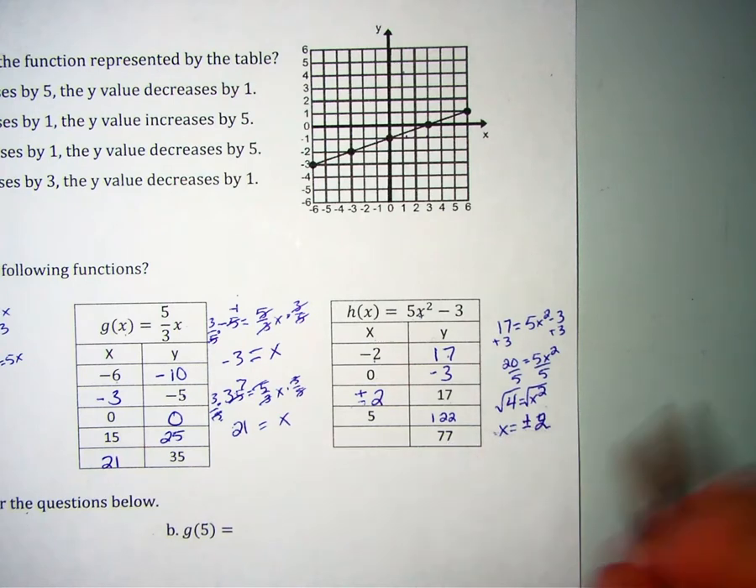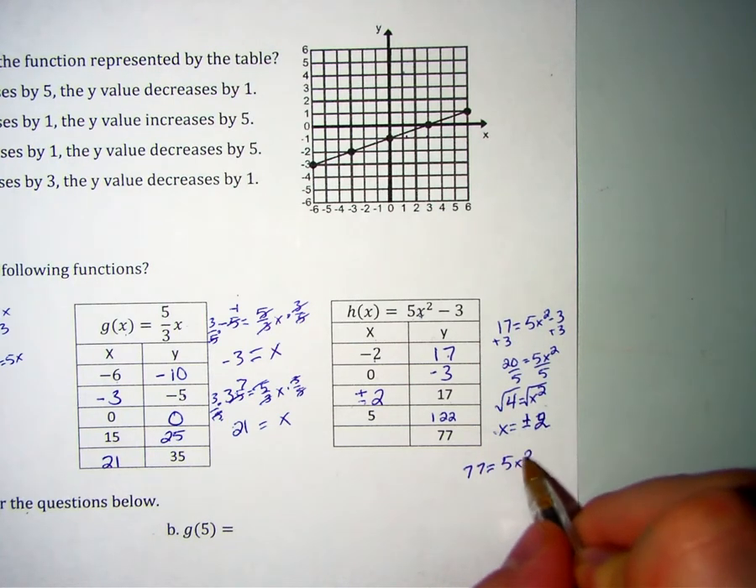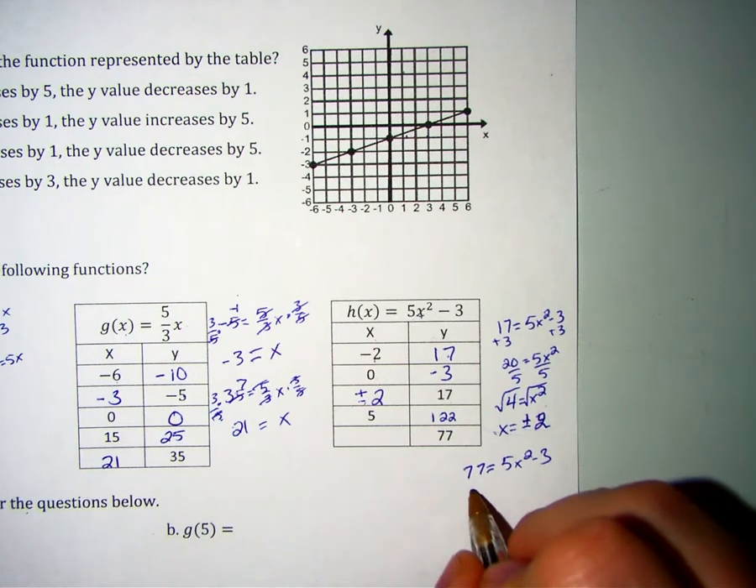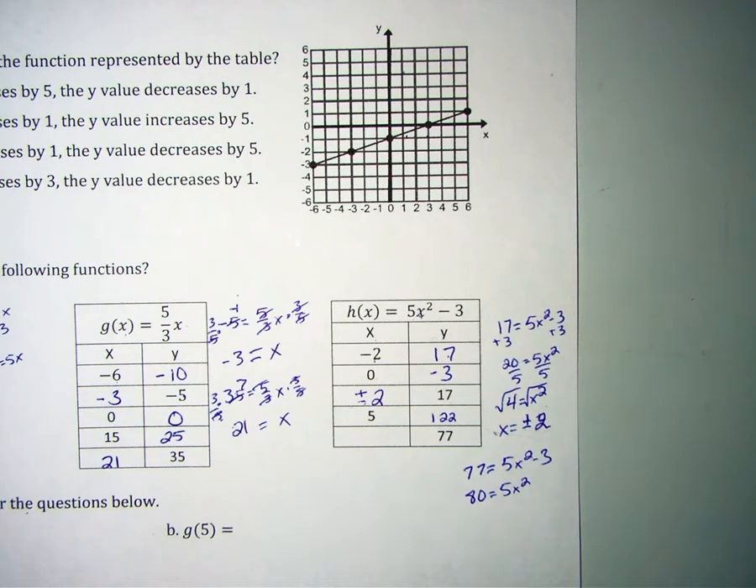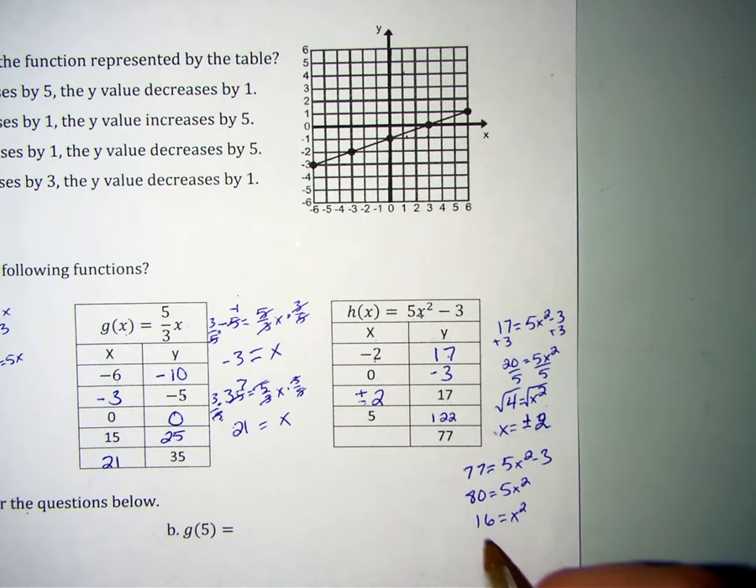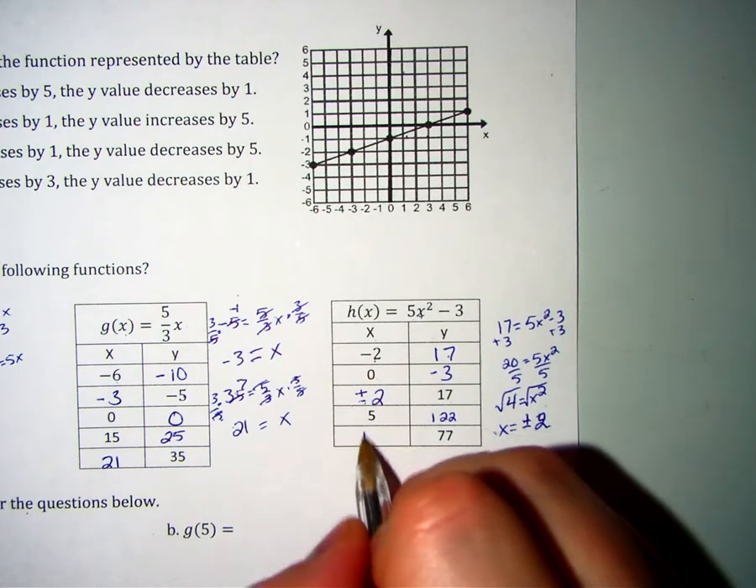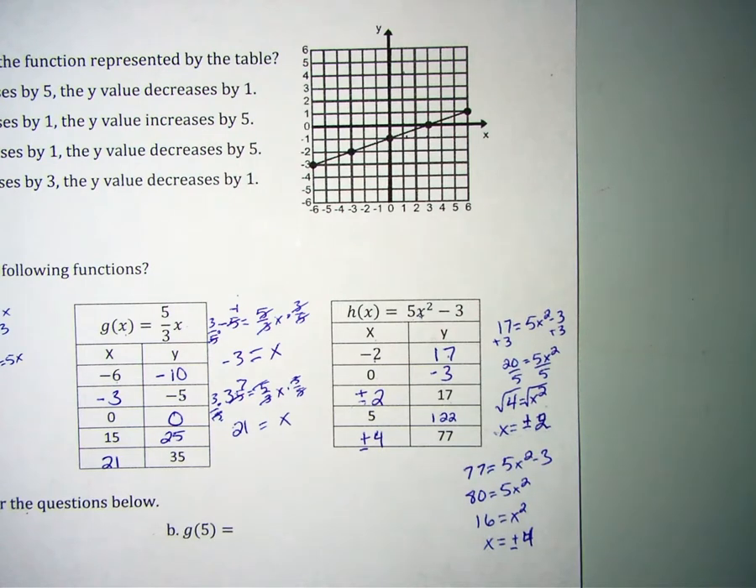Same process for our 77. 77 is equal to 5x squared minus 3, where we add 3 to both sides. 80 is equal to 5x squared, so we'll divide by 5. And 16 is equal to x squared, so x is equal to plus or minus 4. So again, plus or minus 4 will be our solution.